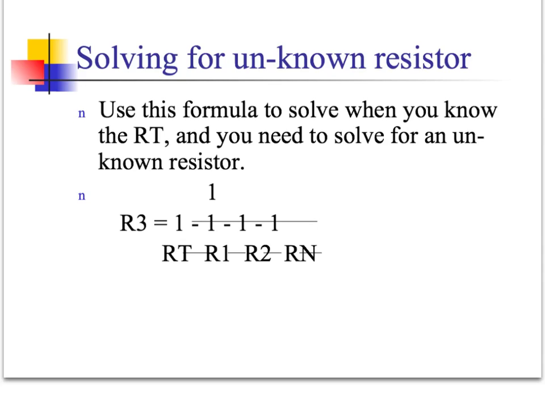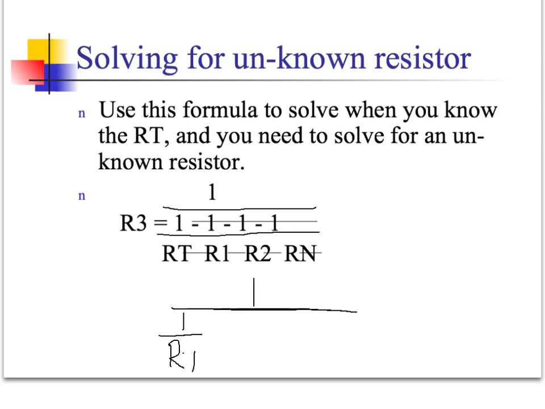Here's the formula we use for determining if we need to find an unknown resistor. I'm just going to clean that up just a little bit. Those lines should be in that location. And all that's changed is we now have 1 over, and notice what we're doing. We start with the total, and now we are actually subtracting 1 over R1 minus 1 over R2, and so in this case this could be resistor value number 3 that we're solving for.